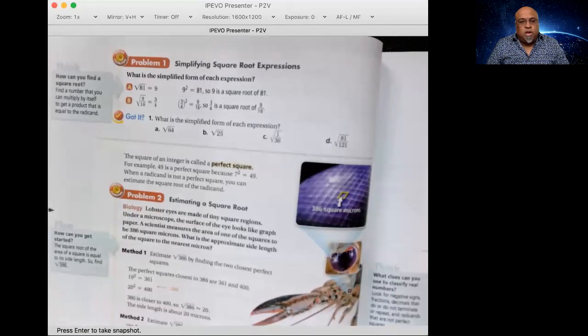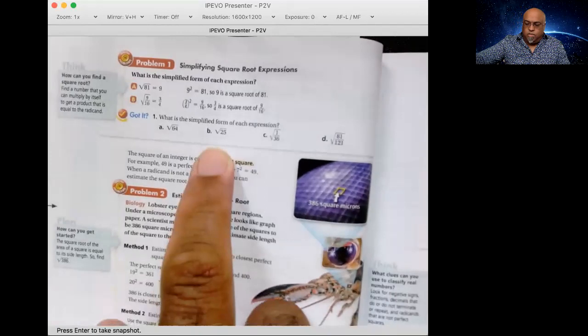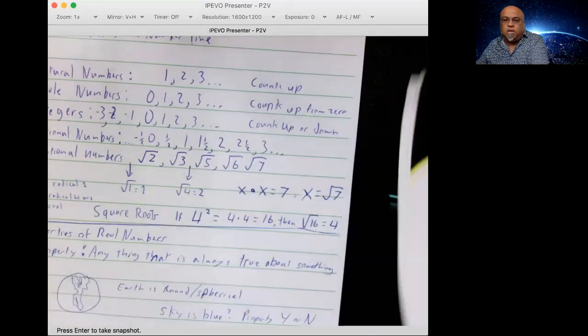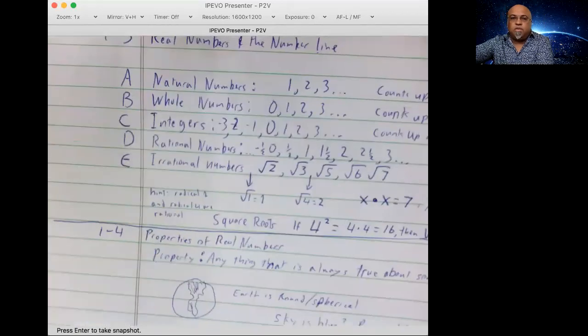Now, if you choose to do the Got It problems on your own, you're more than welcome to. They're right here, and they're also in your book on page 20. But I'm going to jump to the rest of the lesson. And if you could please take a look at this paper here.